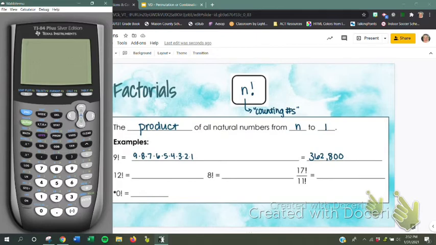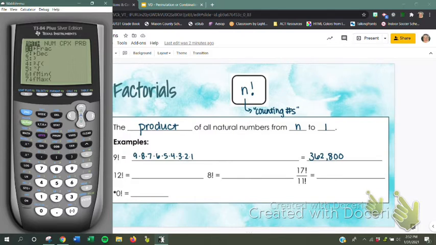So we are going to do 12 factorial on our calculator. If you have a TI-84 or 83, or really most graphing calculators, you are going to use the math button to access different probability functions. But first we have to type in the number that we want to use. So we're just going to type in 12. And then we want to find a way to put that exclamation point in to say factorial. So we hit the math button right here, and you'll see that this brings up a menu.